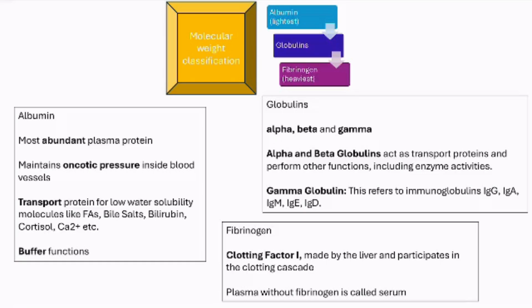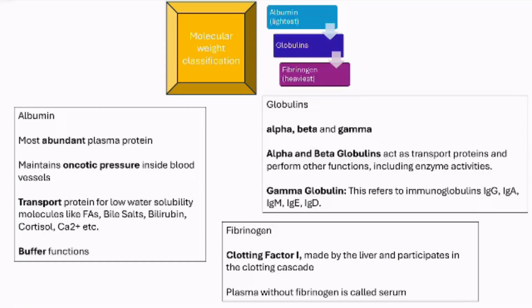Firstly, based on molecular weight classification, I would like to tell you that albumin is the lightest, globulins come somewhere in between, and then fibrinogen is the heaviest out of them all. Now let's talk specifically about each of them. Albumin is the most abundant plasma protein, and it accounts for almost 60% of all the proteins. One of its important functions is to maintain oncotic pressure. It also acts as a transport protein like we just spoke about, and it's mainly doing that for low water solubility molecules such as your fatty acids, bile salts, bilirubin, cortisol, etc. It also has a function of buffering.